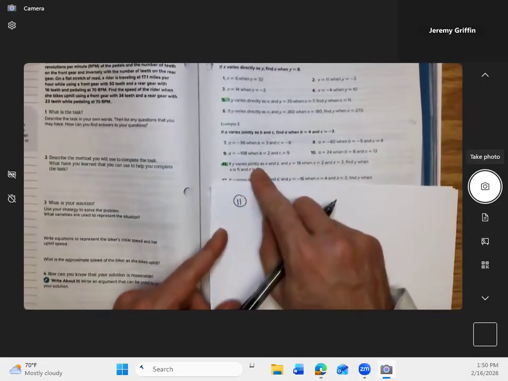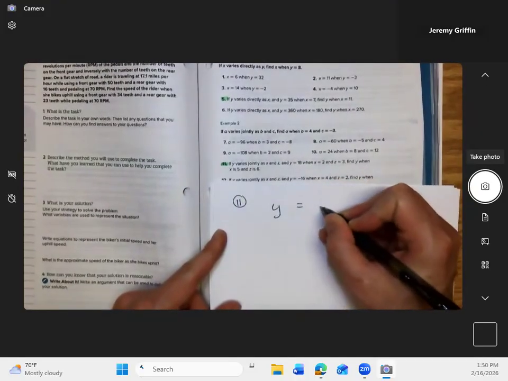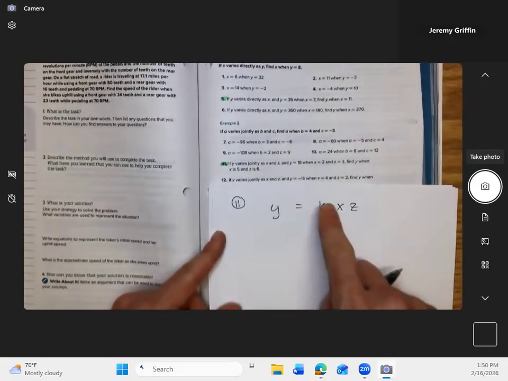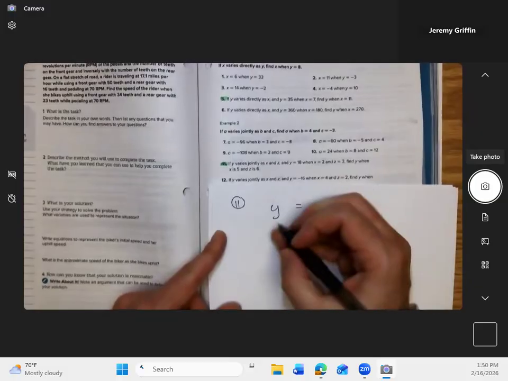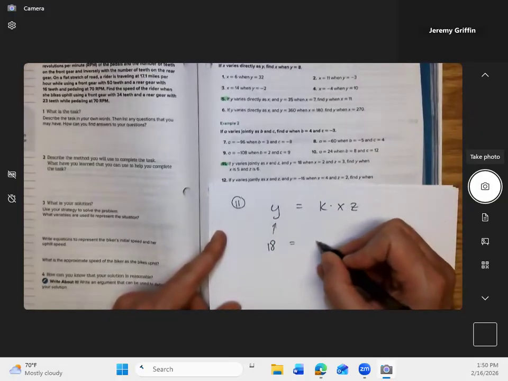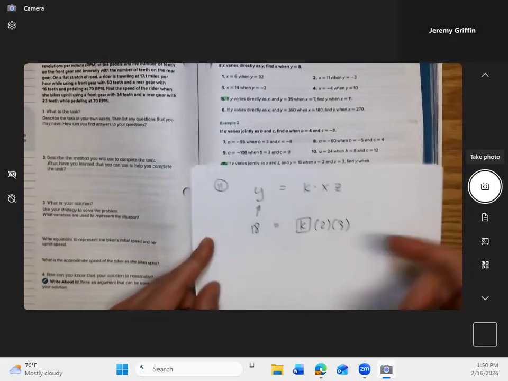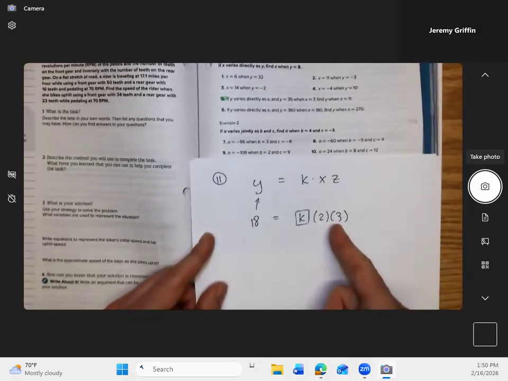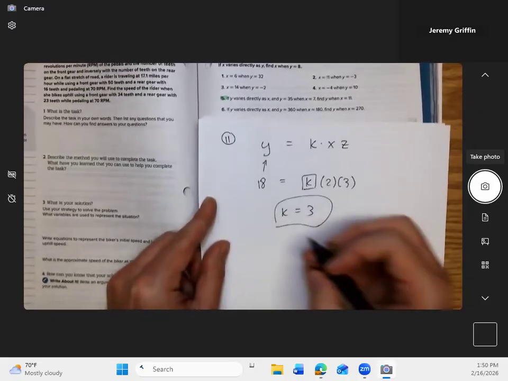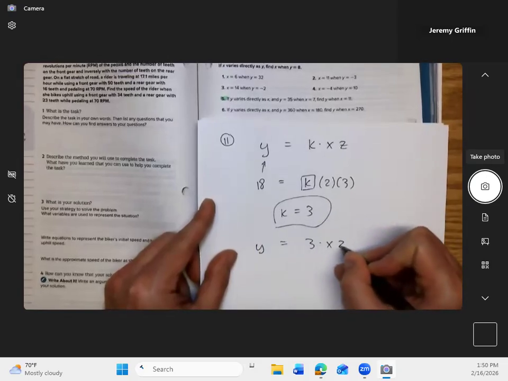Number 11. Y varies jointly as x and z. So I think that would be y equals kxz. Y is 18, let's plug in 18 right here, when x is 2 and z is 3. 2 times 3 is 6. If you divide that over, I'm getting a k value of 3. So in general, y is always equal to 3xz.